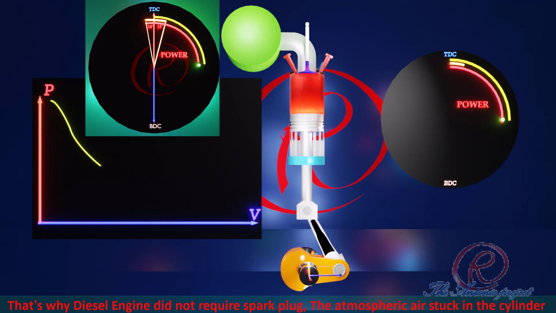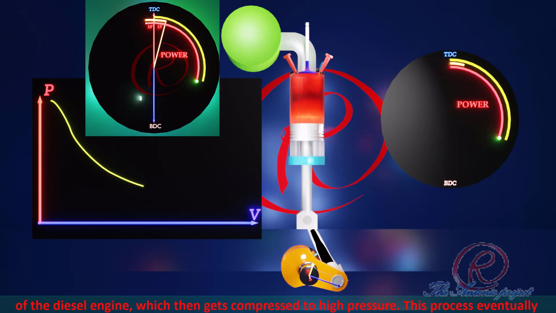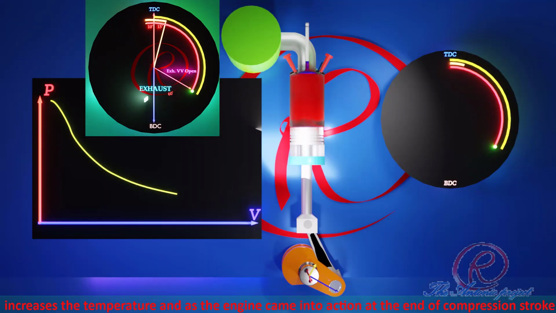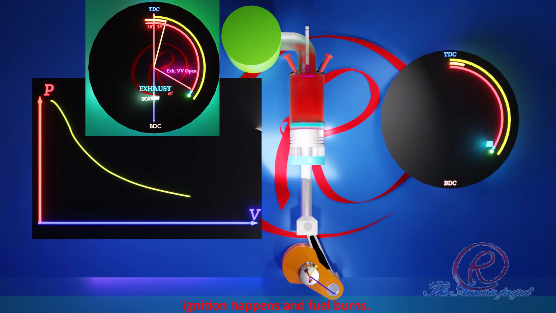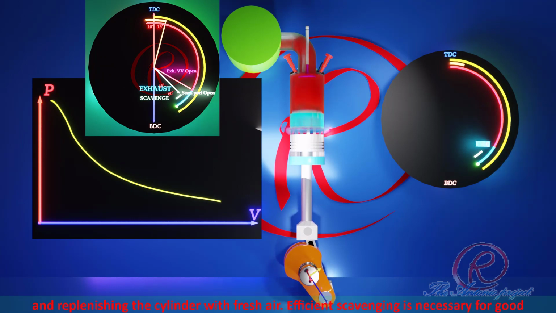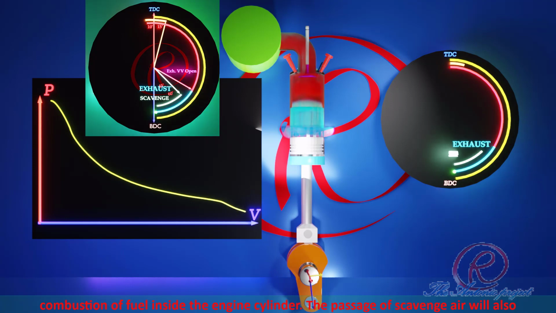The atmospheric air is trapped in the cylinder of the diesel engine, which then gets compressed to high pressure. This process eventually increases the temperature, and as the engine comes into action at the end of the compression stroke, ignition happens and the fuel burns. Scavenging is the process of removing exhaust gases from the cylinder after combustion and replenishing the cylinder with fresh air. Efficient scavenging is necessary for good combustion of fuel inside the engine cylinder. The passage of scavenged air will also assist cooling of the cylinder, piston, and valve.